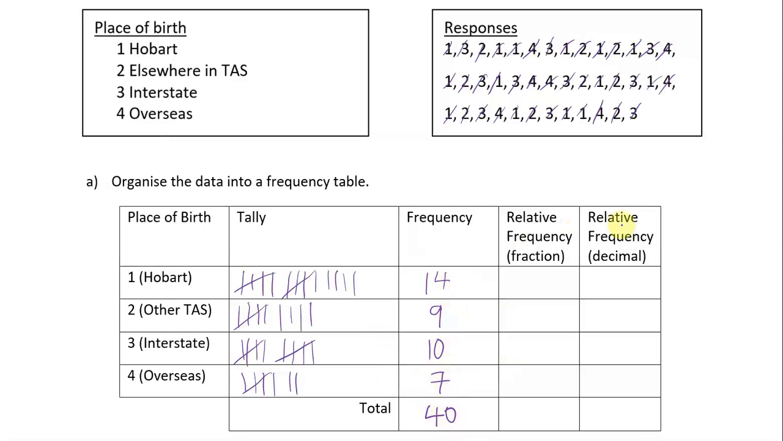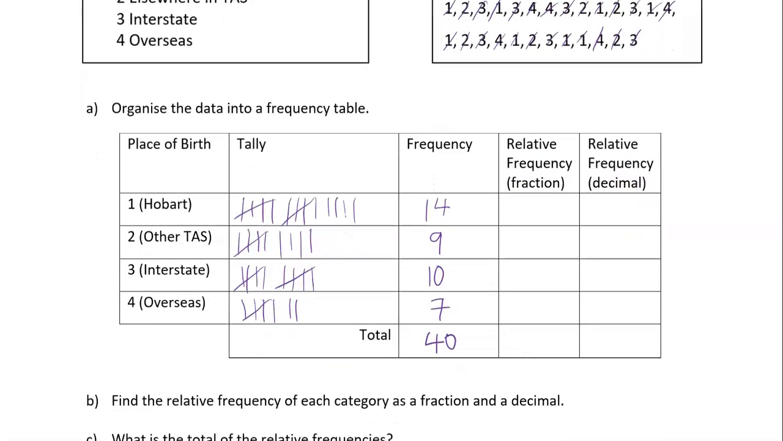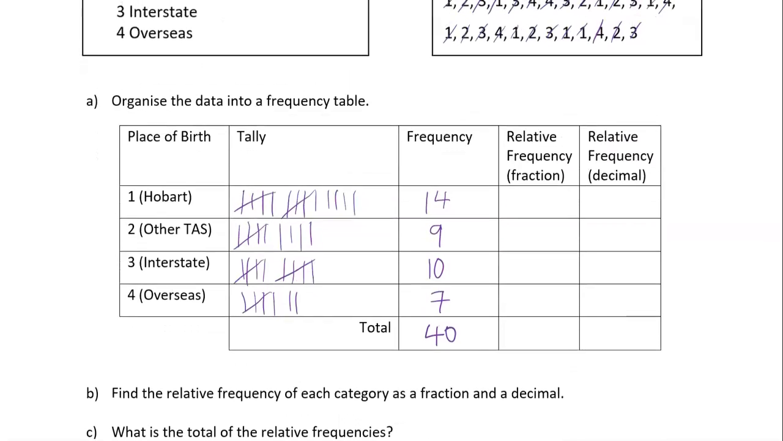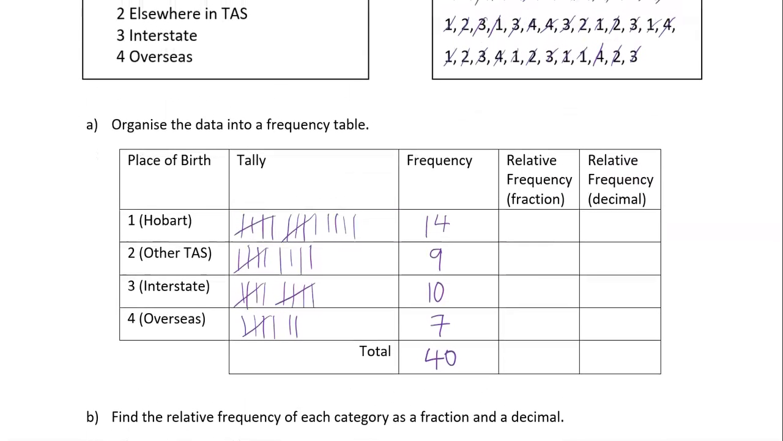Now, we don't need these 2 columns yet. Really, it's a frequency table with the place of birth, tally, and frequency column, but I've added these extra columns for our next part in the questions. So the next part is to find the relative frequency of each category as both a fraction and as a decimal. So let's do the fractions column first.